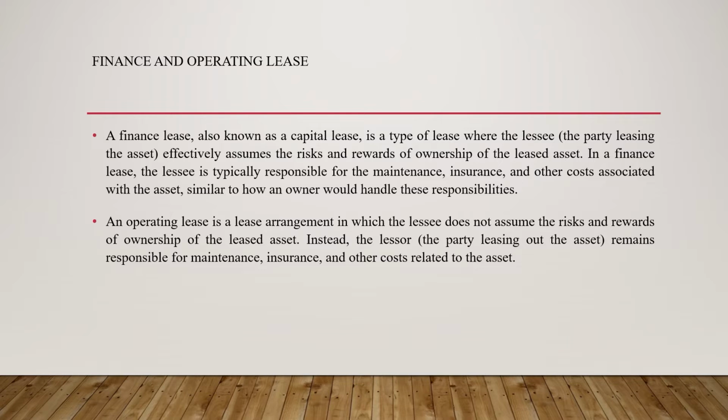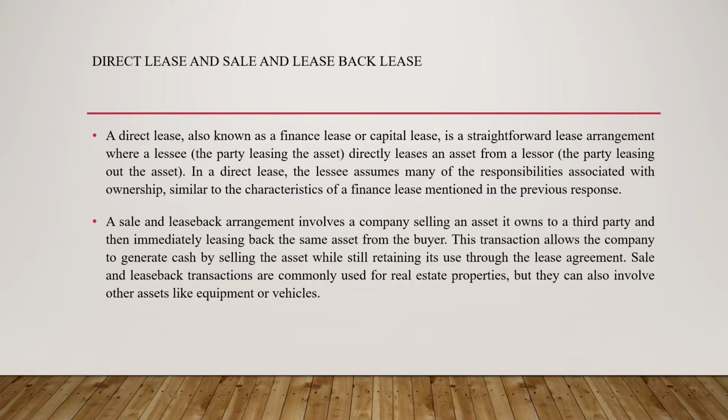The next category is direct lease and sale and leaseback. Direct lease and sale and leaseback lease are two specific variations of lease arrangements that companies and individuals use to acquire or dispose of assets while maintaining usage rights. Each type of lease has its unique features and financial implications.